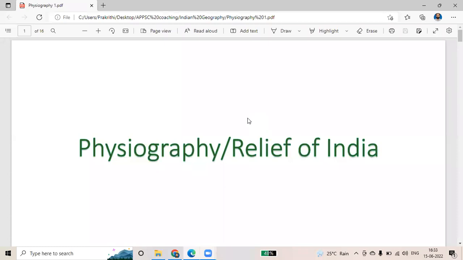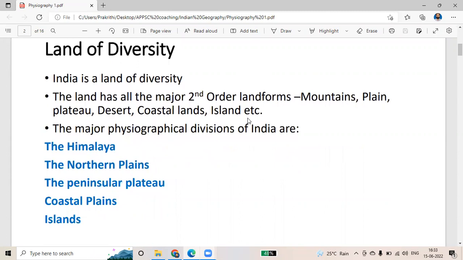When we say the physiography of India, actually, we know that India has almost all types of major physiographical features. Whatever physiographical feature there is in the world, India has some portion of it. That is the advantage. That is why we state that India is a land of diversities. We have the mountains, the plains, the plateaus, the desert, the coastlines, the islands. We have all these things in our land area.